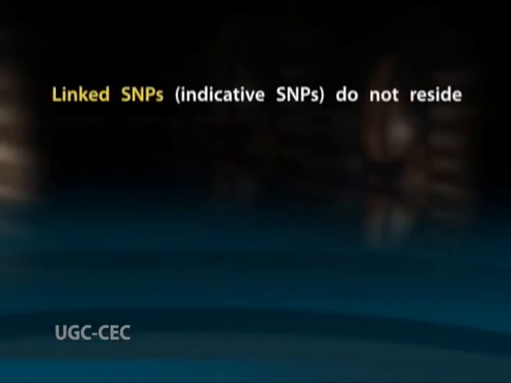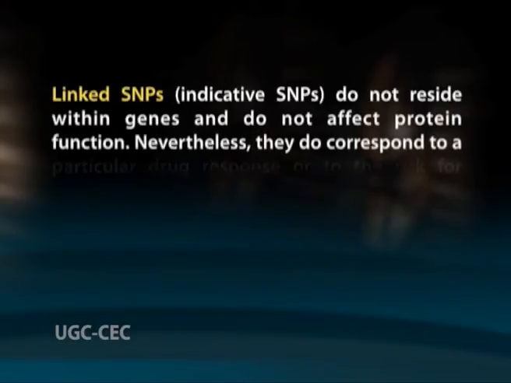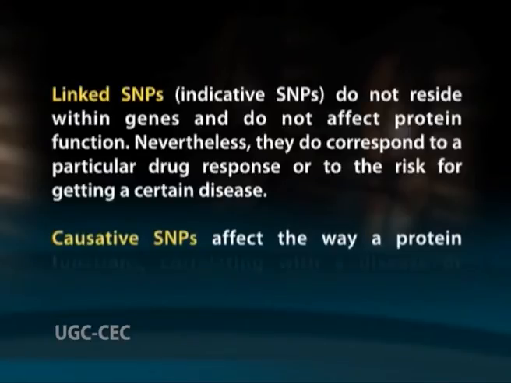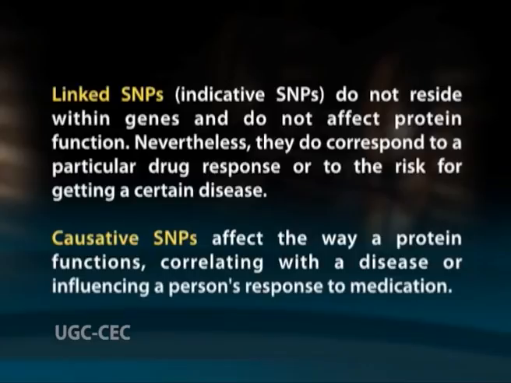SNPs are divided into two main categories: linked SNPs, or indicative SNPs, and causative SNPs. Linked SNPs do not reside within genes and do not affect protein function. Nevertheless, they do correspond to a particular drug response or to the risk for getting a certain disease. Causative SNPs affect the way a protein functions, correlating with a disease or influencing a person's response to medication.